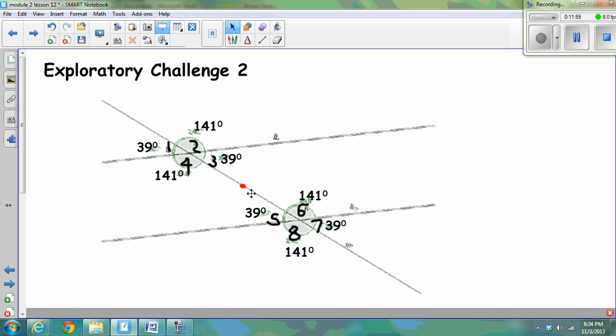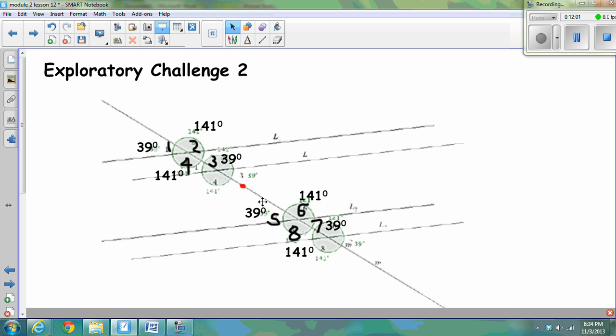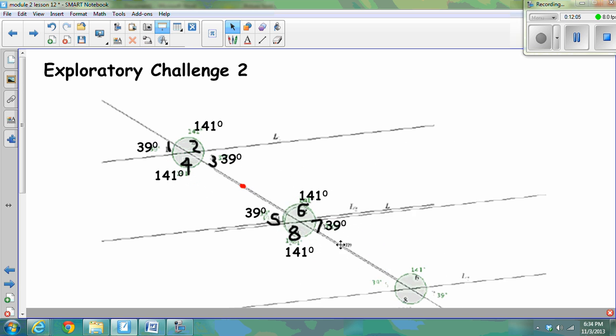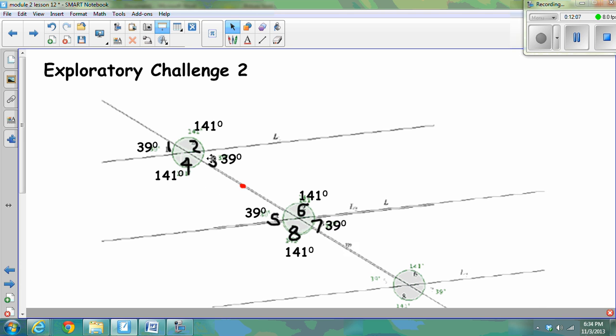And notice the other angles too. If we translate these 4 angles, 1, 2, 3, and 4, along this vector, what do we notice about the other angles? Well, 2 and 6 translate and lay on top of each other, 3 and 7 lay on top of each other, and 4 and 8 do.